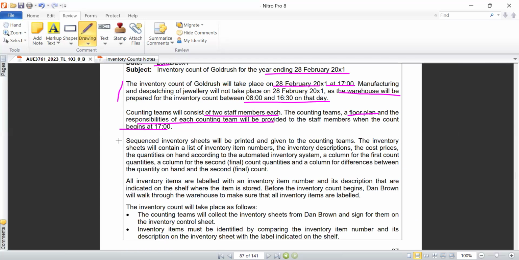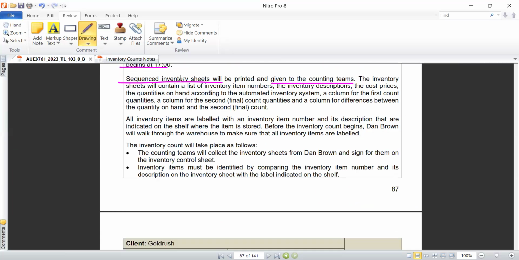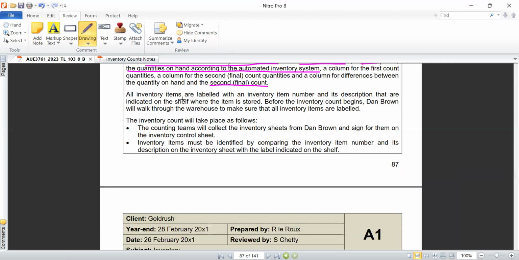Right. So now, sequenced inventory sheets will be printed and given to the counting teams. Okay, so obviously with this one, you can just inspect to determine whether that is the case, whether the inventory sheets are actually sequenced. Now, the inventory sheets will contain a list of inventory item numbers, the inventory descriptions, cost prices, quantities on hand according to the automated inventory system, a column for the first count quantities, a column for the second final count quantities, and a column for differences between the quantity on hand and the second final count. All inventory items are labeled with an inventory item number and its description that are indicated on the shelf where the item is stored.